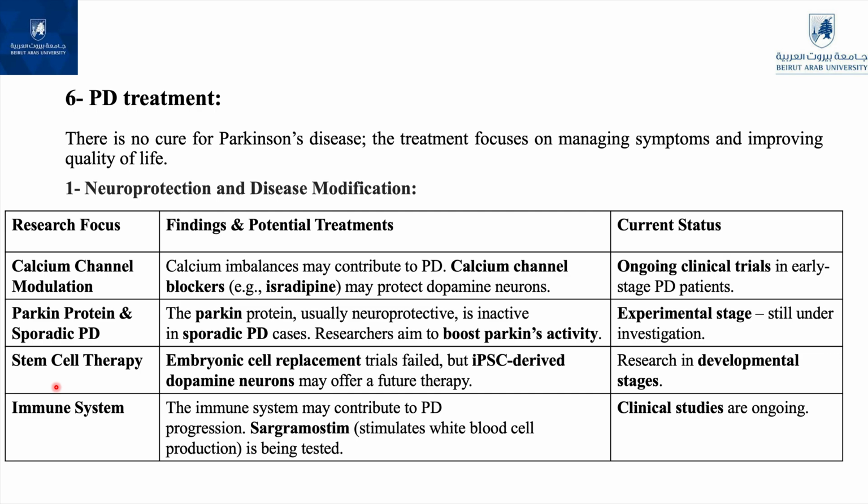Some researchers are working on stem cell therapy, but unfortunately, embryonic cell replacement trials failed. But induced pluripotent stem cell derived dopamine neurons may offer a future therapy for Parkinson's disease. So researchers are still in the developmental stages.